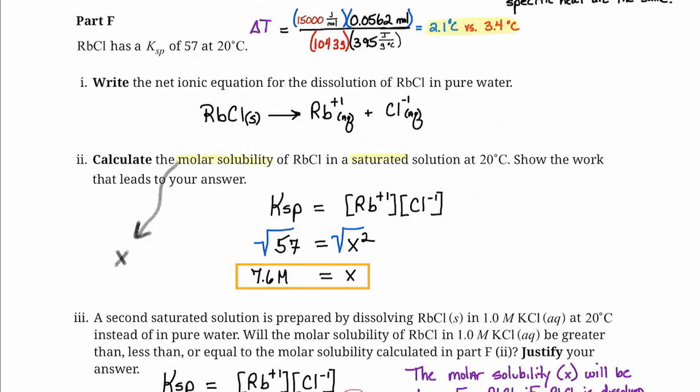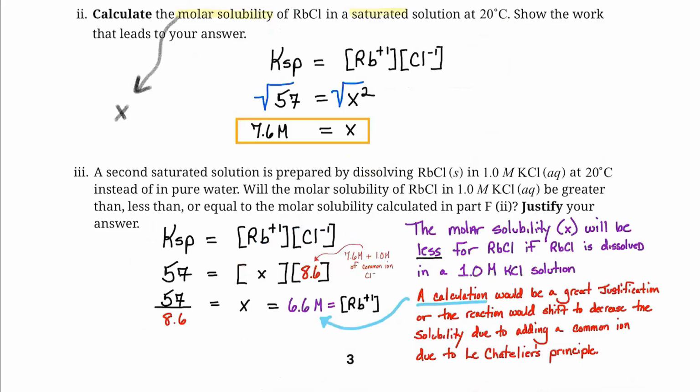On to number 1F-III. So here we are with this question. They said a second saturated solution. Again, saturated means we're in equilibrium, so I can use my KSP or my equilibrium expressions to answer some things about the amount of ions. The solution is prepared by dissolving rubidium chloride in 1 molar KCl.